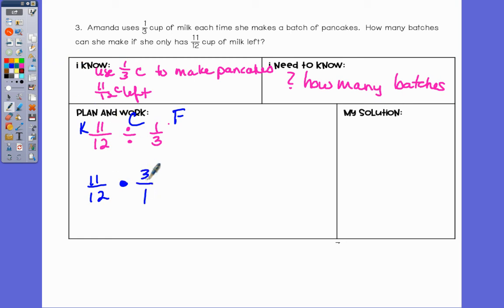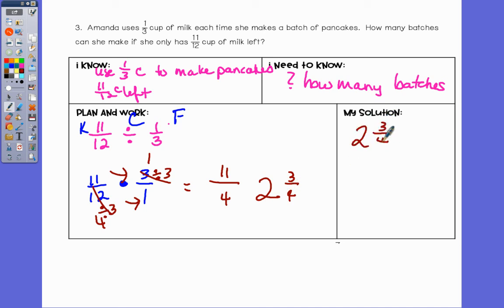This time I'm not getting caught. I noticed it ahead of time. Divided by 3, divided by 3. This gives me a 1. This gives me a 4. Multiply straight across. I get 11/4. 4 goes into 11 two times. That's 8 with a remainder of 3. She can make 2 3/4 batches of pancakes. So 2 full batches with 3/4 of another.